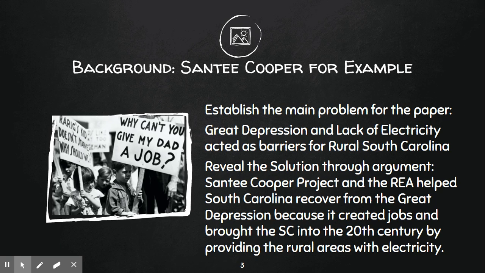Then I would go through and reveal the solution for my paper. This is essentially my argument. I would argue that the Santee Cooper project, along with the Rural Electrification Administration, which was part of a federal government funded program, helped South Carolina recover from the Great Depression, not only because it created jobs, but it also provided electricity to many of the rural areas, kind of brought the state back into the 20th century.